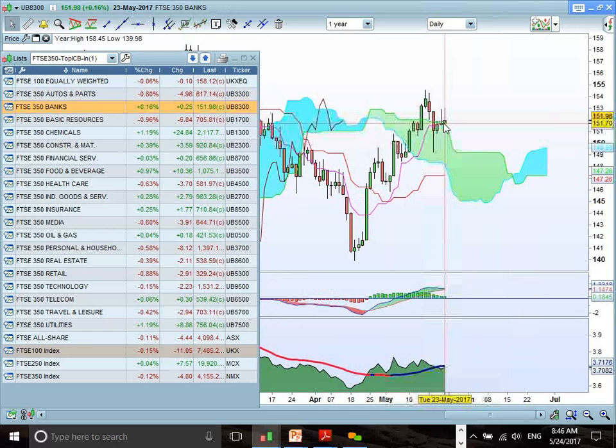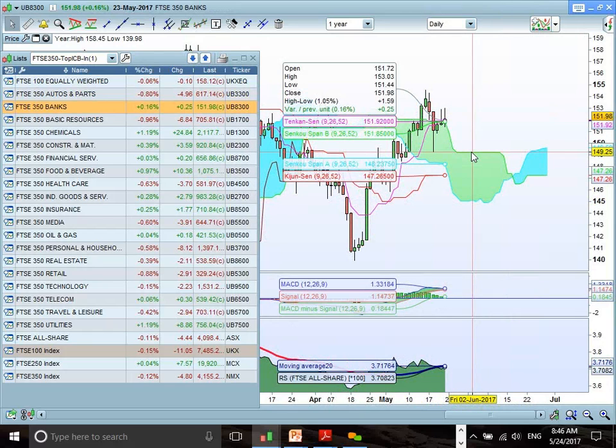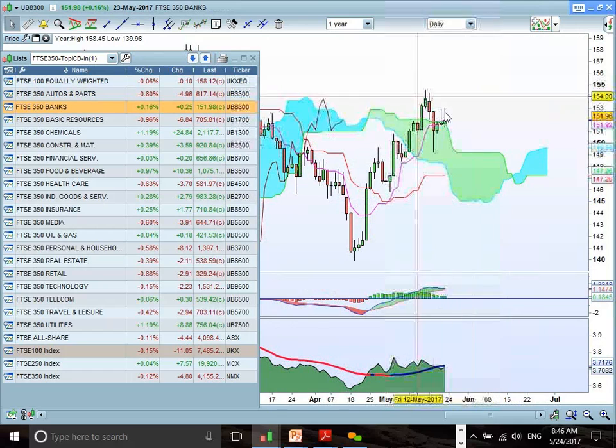Banks fighting for support at the top end of the cloud, with downside risk towards the 149.25 level, this cloud chart support zone here. So there is potential downside here if support fails at the top end of the cloud.